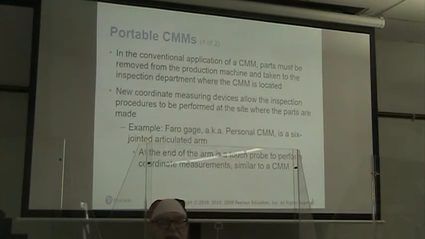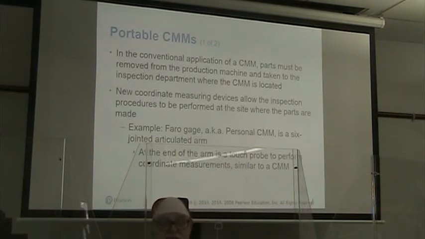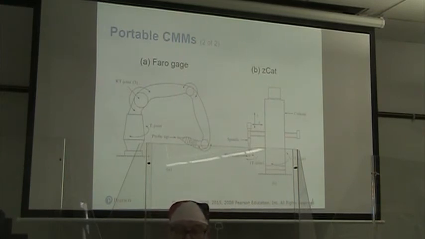Examples given are a Faro gauge, also known as a personal coordinate measuring machine. It has a 6-jointed articulated arm. At the end of that arm is a touch probe to perform coordinate measurements similar to a coordinate measuring machine. Here's an illustration of a Faro gauge, and you can see it has many joints to allow it great flexibility in measuring a part.